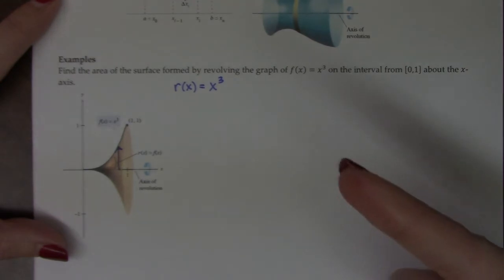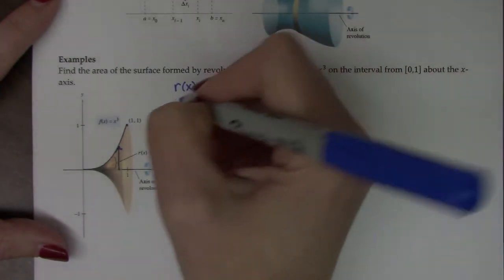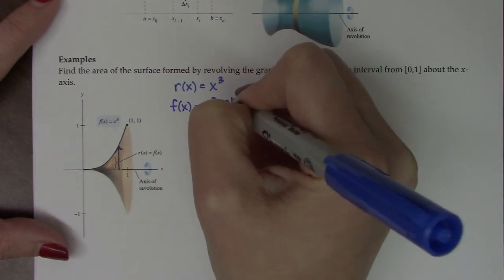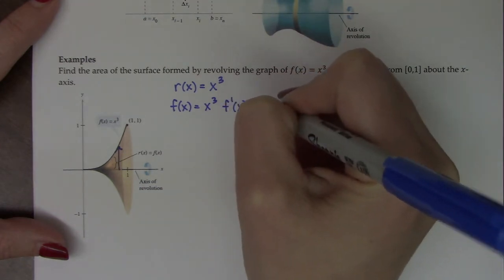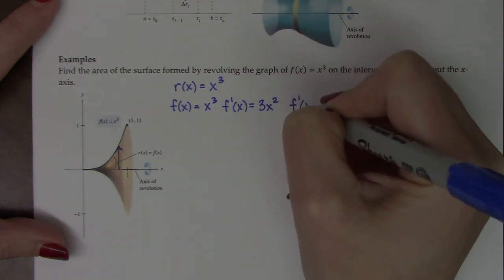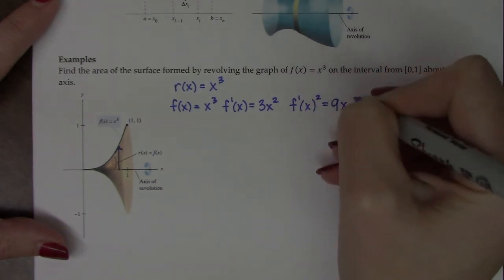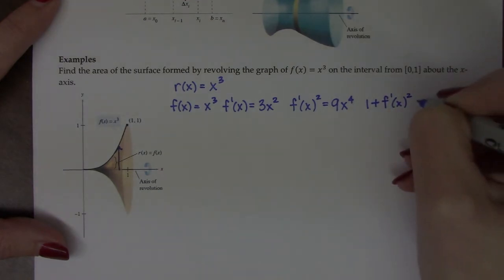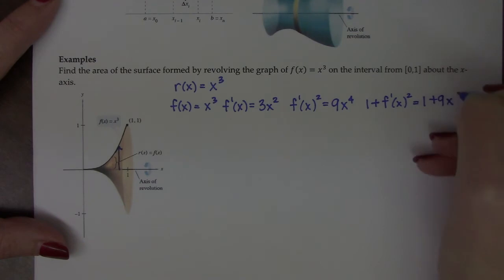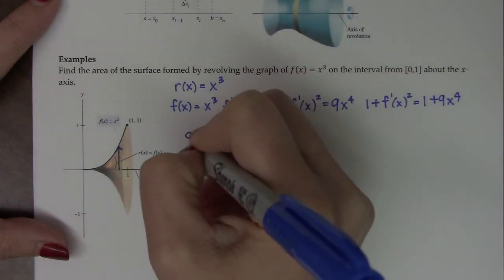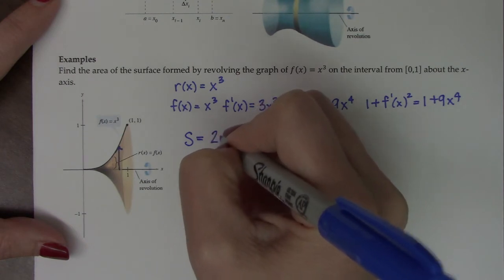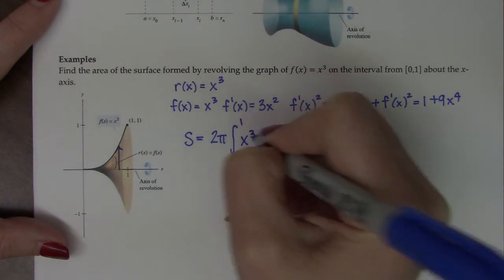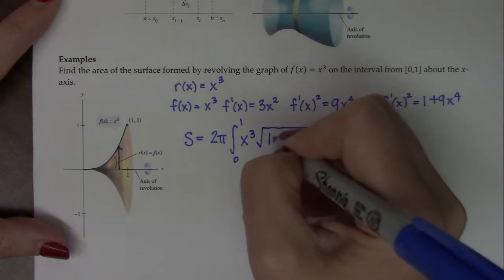But now we have to build the radical just like we would have if we were doing the arc length. So f of x is x cubed, but f prime of x is 3x squared. When we square it, we get 9x to the fourth, and 1 plus f prime of x squared is 1 plus 9x to the fourth. So the surface area is now going to be 2 pi, the bounds on x were 0 to 1, the radius was x cubed, and then we multiply it times the radical.